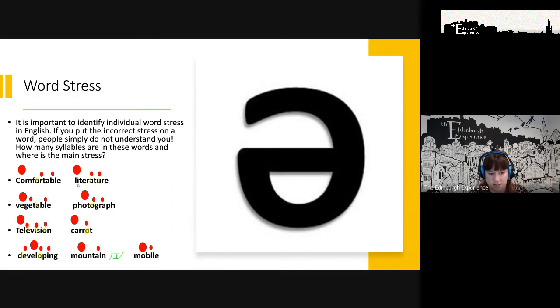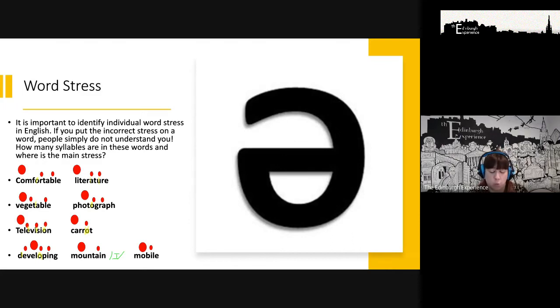It would work with all of these examples. Literature, literature. Photograph, photograph. Television, television. Developing, developing. Okay. If you don't use the schwa when it's on the unstressed syllable, and if you use a strong vowel sound, what happens is that you change the stress pattern of that word.